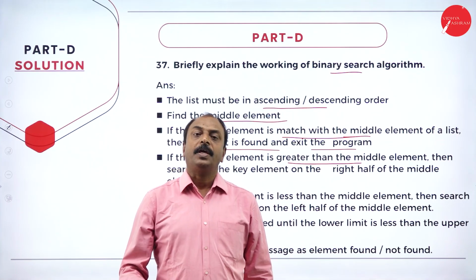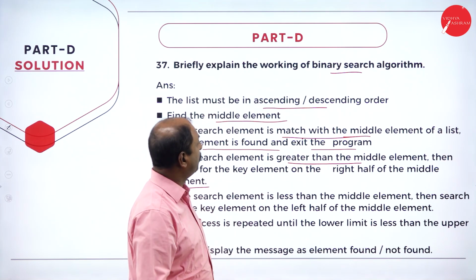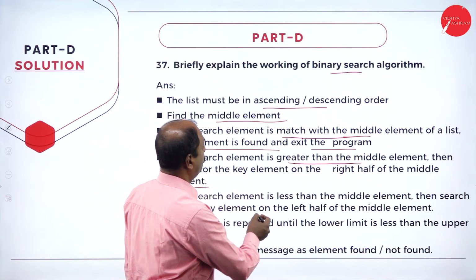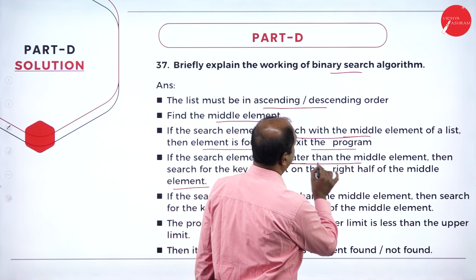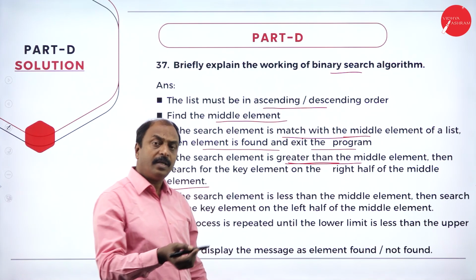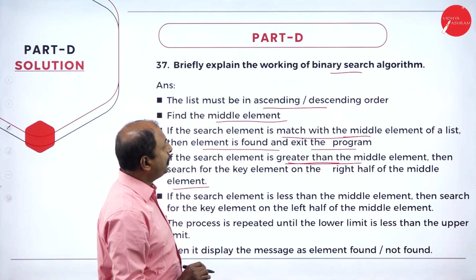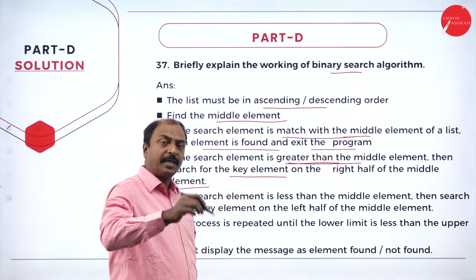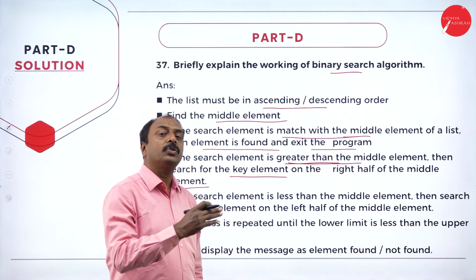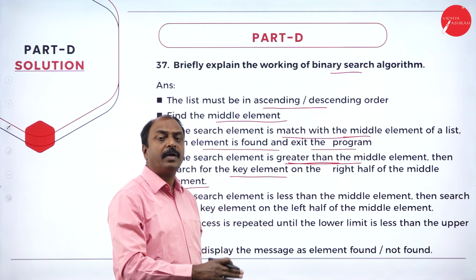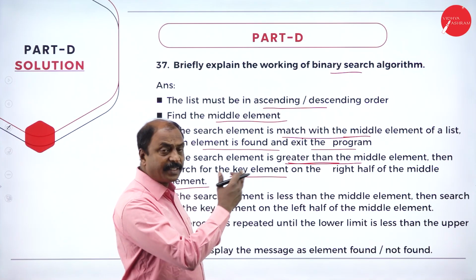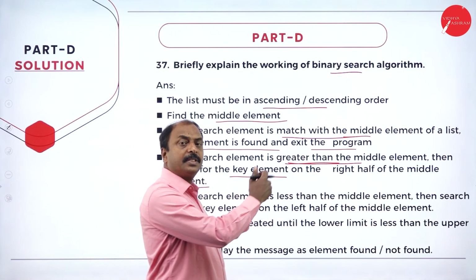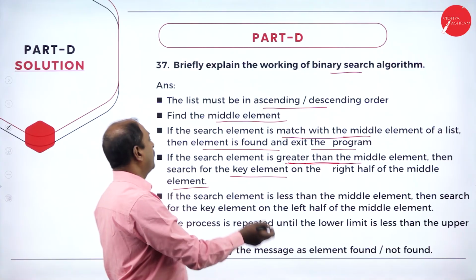So here, if the search element is not equal to the middle element of the given list, the next step is to find out whether it is greater than the middle element or less than the middle element. So if the given element or the key element is greater than the middle element, then we have to search in the right side of the given list, that is from the middle point till the end of the given list.